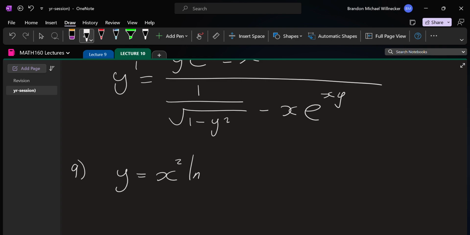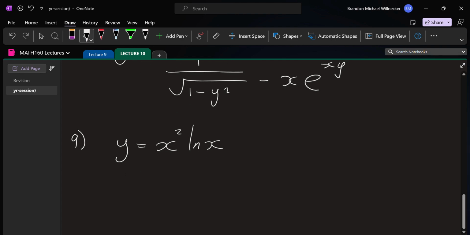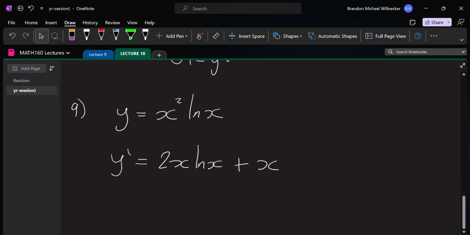Let's look at number 9. Okay, so here we have y is equal to x squared ln x. Okay, not so much going on here. We've got a product of two things, so x squared times the natural log, and remember that the natural log is one of those inverse functions. So we know how to differentiate that. So y prime, that's going to be the derivative of the first term times the second, so 2x natural log of x, plus the first term stays the same, derivative of the second, we get plus x. Okay, any questions on that?